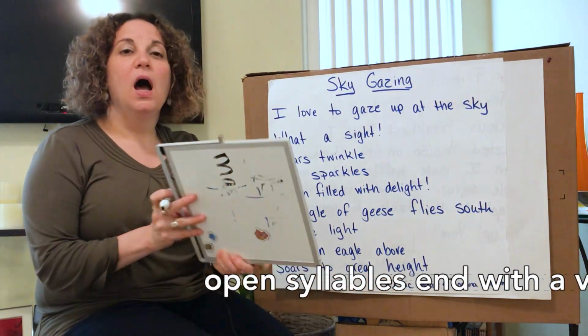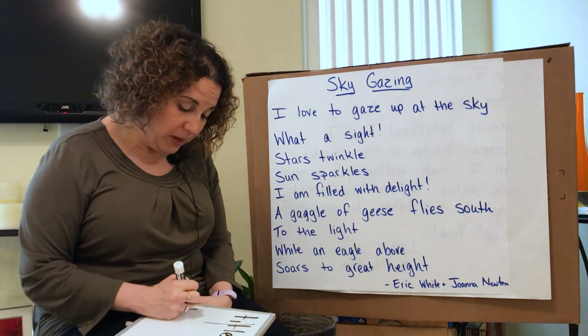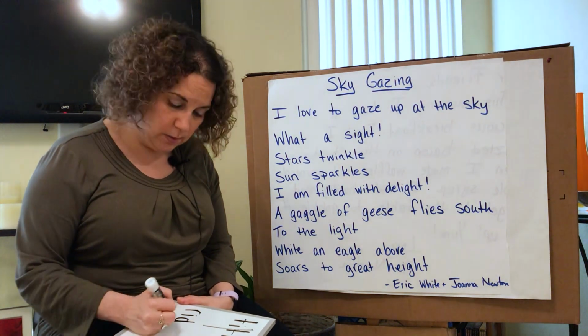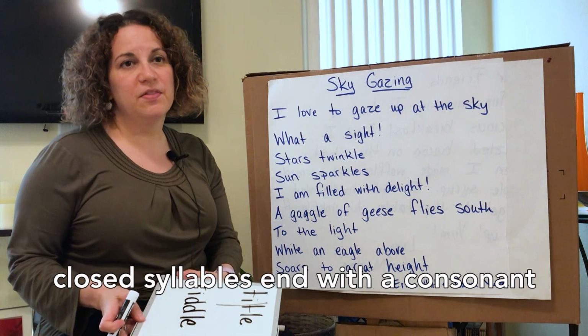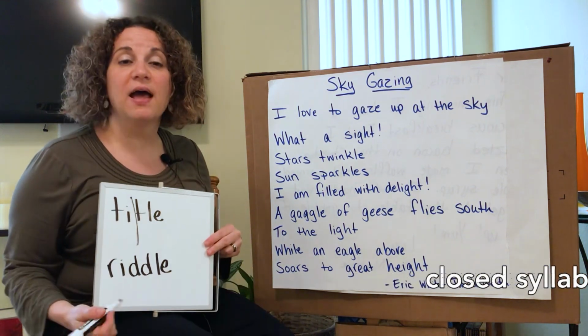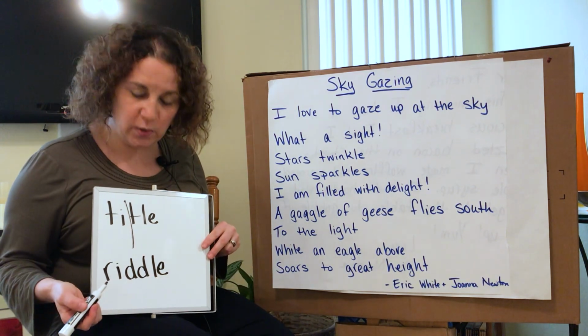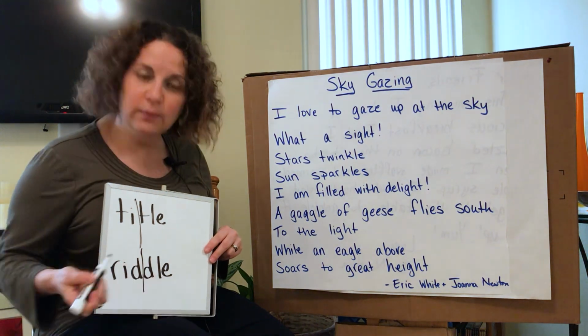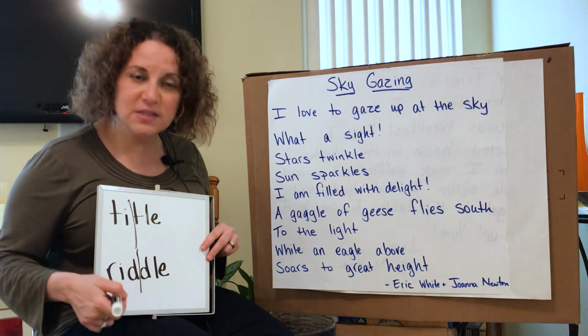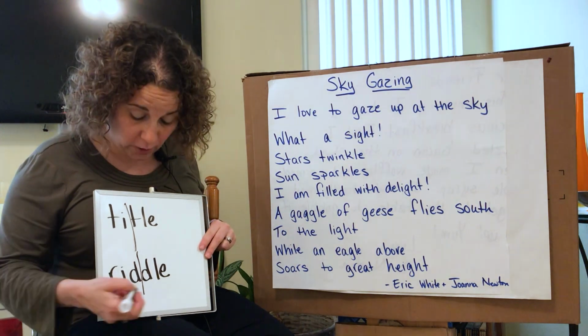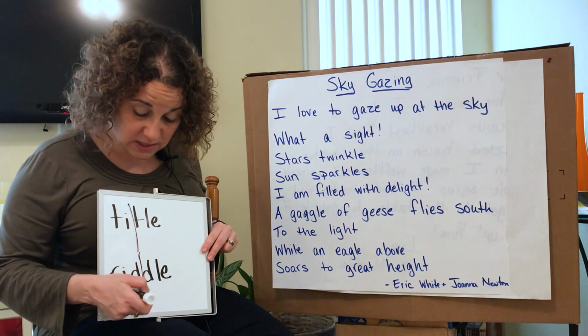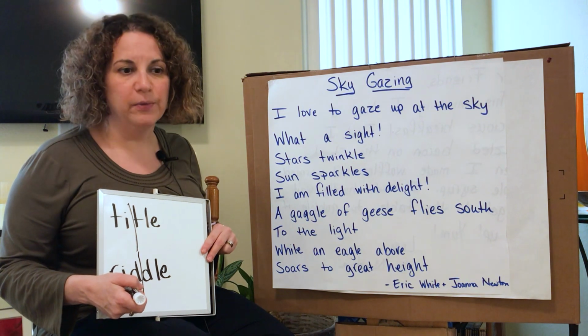Title. Another pattern you might know in syllables is what we call the closed syllable pattern. And that's when a syllable ends in a consonant and the sound the vowel makes is short. And we see that in the word riddle. Will you break riddle with me? Riddle. So that first syllable in riddle has that closed syllable pattern that you might already know. The syllable ends in a consonant and the vowel makes a short sound.